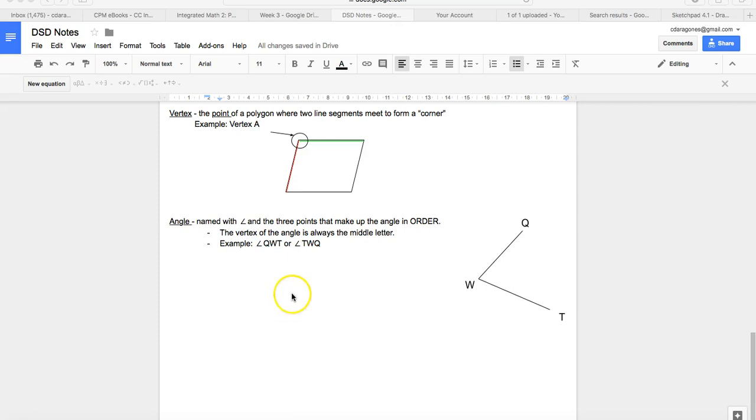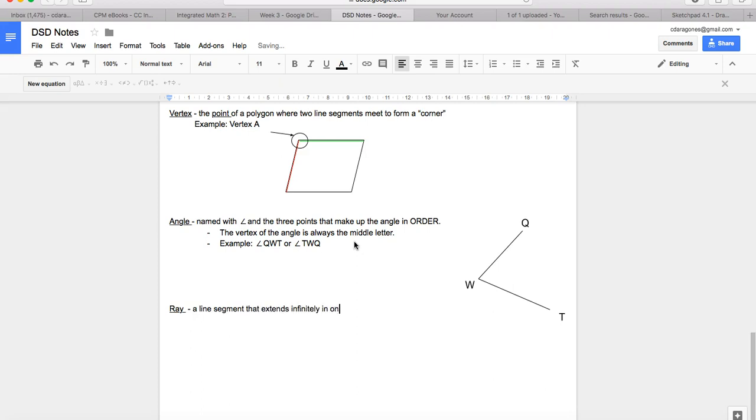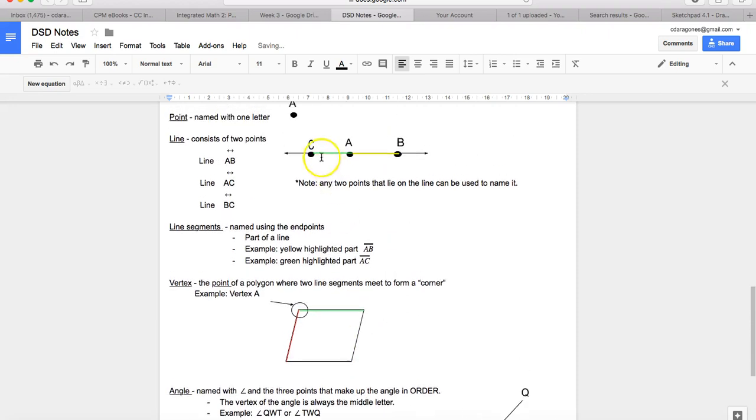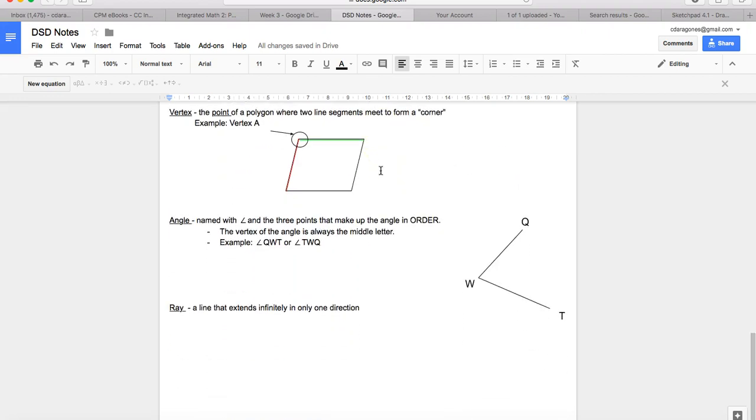All right, so you're almost finished. You have one more term left, and the next term we're talking about is ray. A ray is a line that extends infinitely in only one direction. So as you can see, line AB right here extends infinitely to the left side and to the right side? A ray only extends infinitely in one direction.